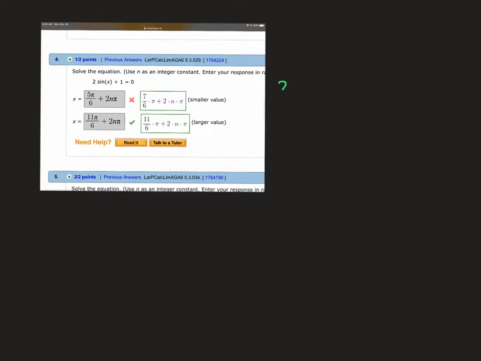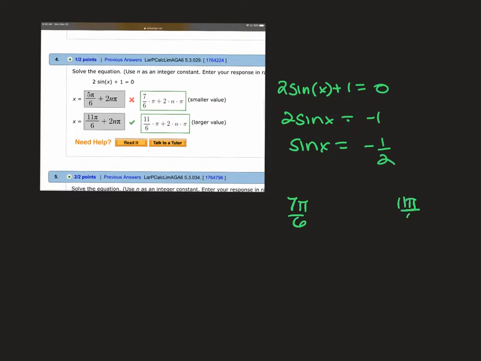4, solve the equation 2 sine of x plus 1 equals 0. I'd get 2 sine of x equals negative 1, sine of x equals negative 1/2. This time it didn't give me my interval, so I'm looking for where it happens on the circle for sine, but then I'm going to add 2 n pi. So sine is negative 1/2 in the third and fourth quadrant, and it's where it's the over 6s. So it's 7 pi over 6, and it's 11 pi over 6, and to each of these I'm adding 2 n pi.